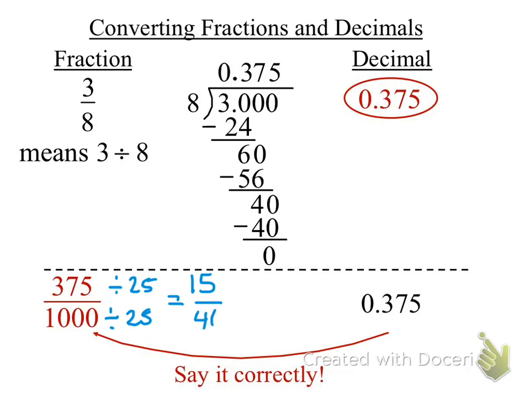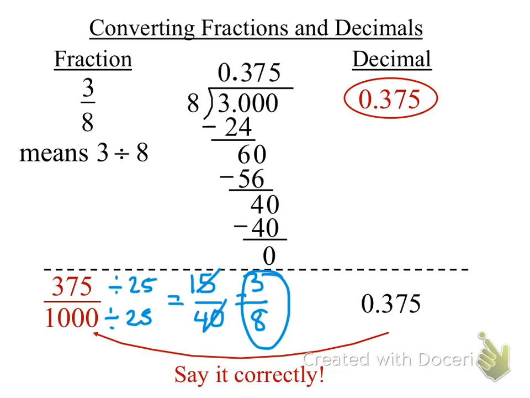Am I done? Is it reduced? What else can be divided into both parts? 5. 5 goes into 15 3 times, and 5 goes into 40 8 times. And look where we end up, back at the reduced fraction.